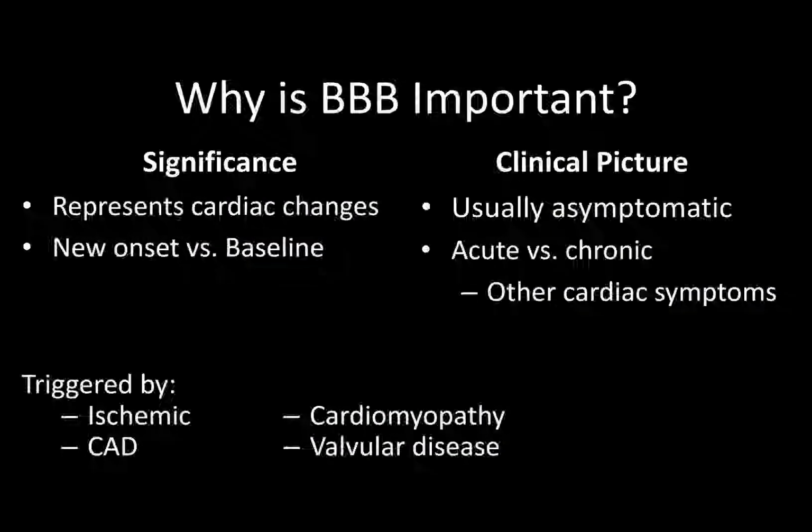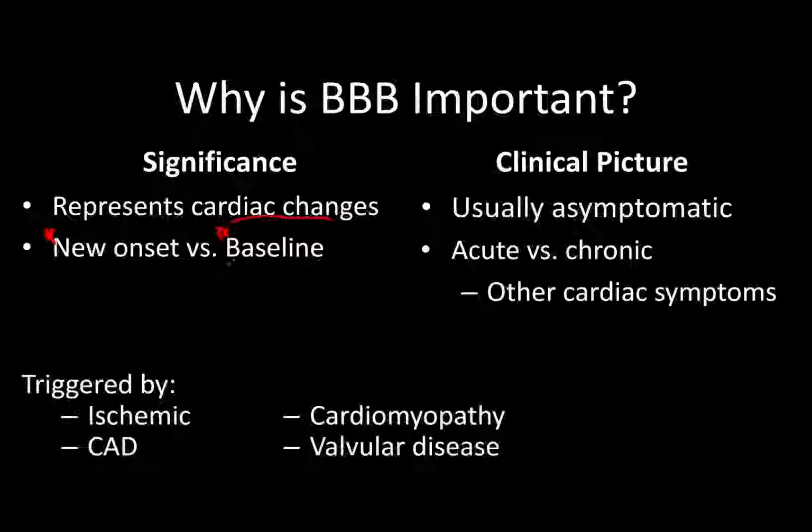Why is bundle branch block important? Simply put, it's not natural. It's not part of the native heart function. You acquire it as time goes on. So if it's present, that represents cardiac change in some way, shape, or form. That's part one. Knowing that leads into the next part of asking the question, is it new onset or is it a baseline problem, acute versus chronic? If it's acute, that means it's happening right now. So if you started your shift without it, and then later in the shift that patient has it, that's a sign that something specifically happened.